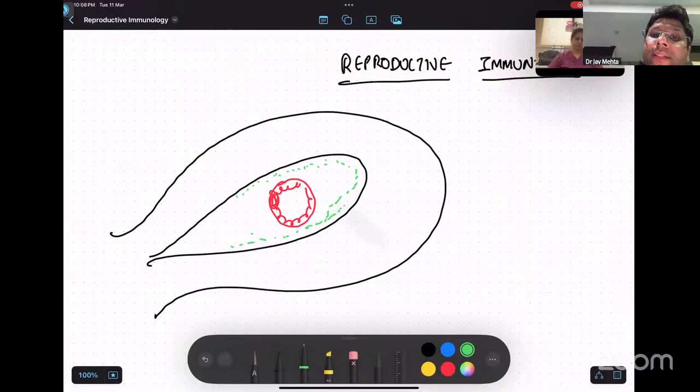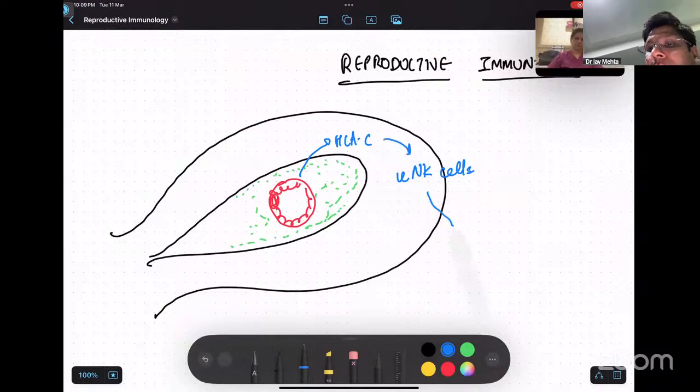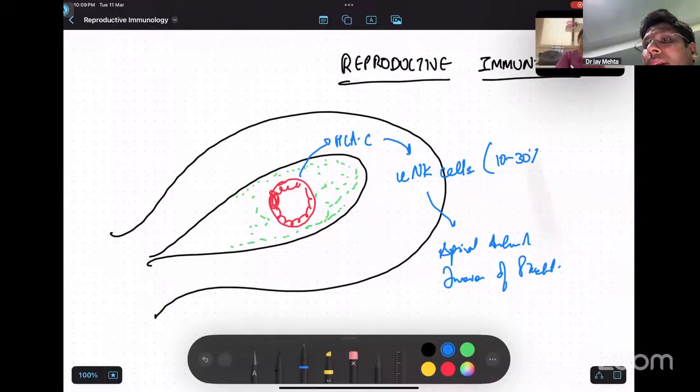Now, in yesterday's class, just in case you were awake throughout the class, you would have realized that one of the most important things which we have to understand and study is something called uterine NK cells. The embryo is going to present something called HLA-C to the uterine NK cells, and that is in turn going to allow development of spiral arterioles and invasion of the placenta. These two important things are going to be done. But in order for this to happen, the proportion of uterine NK cells has to be 10 to 30%.